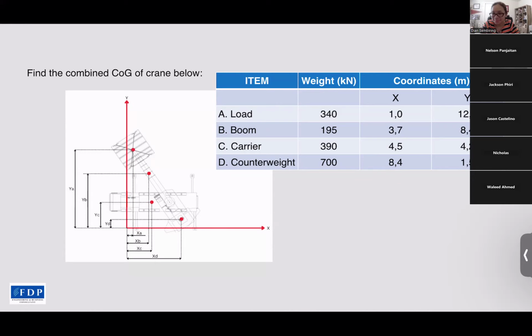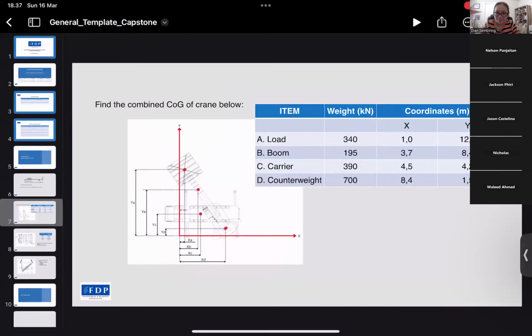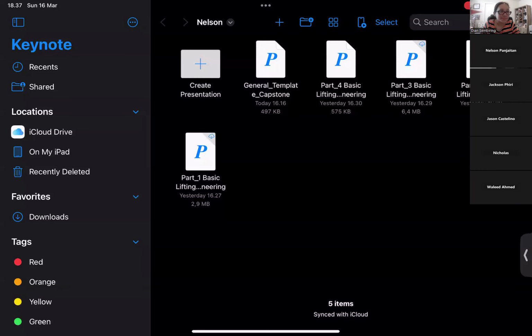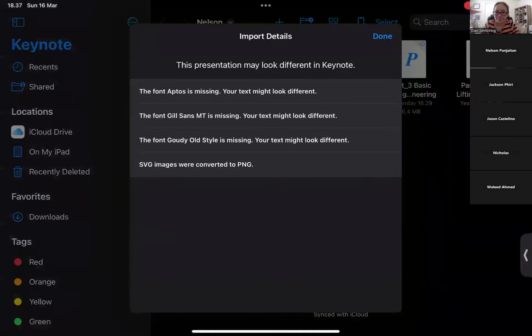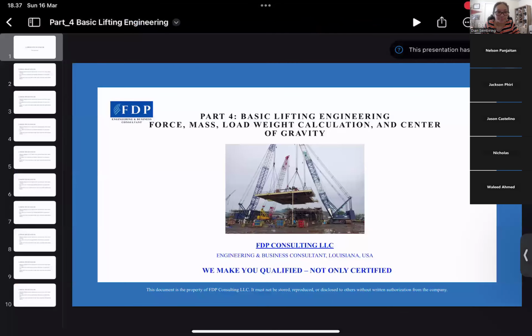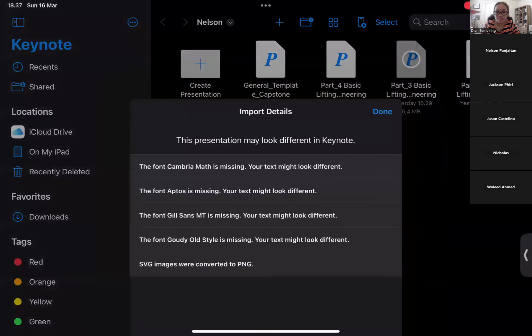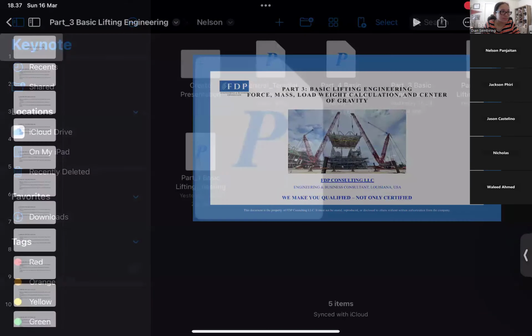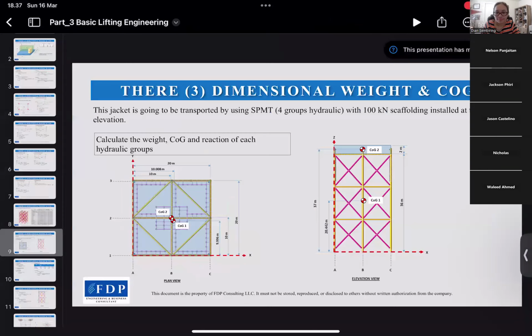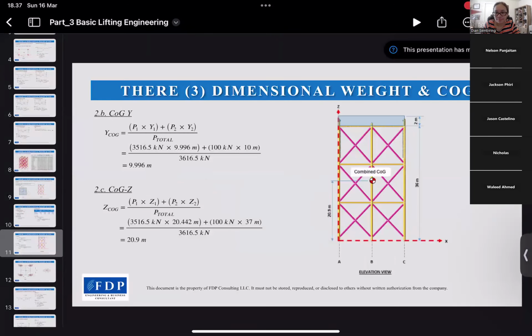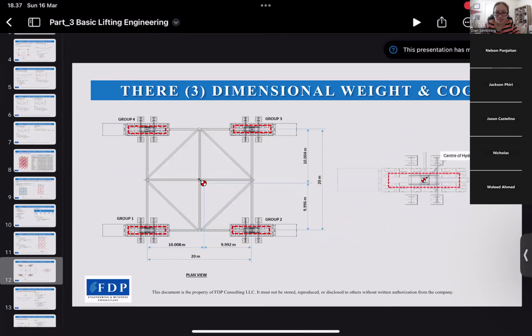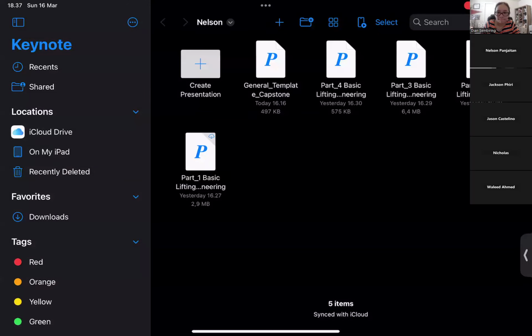Can we go to the SPMT question? Oh, to the SPMT. Ah, sorry. Yeah, this one. No, not this one. On the capstone question, yeah. Actually, there is no SPMT here. SPD, sorry.